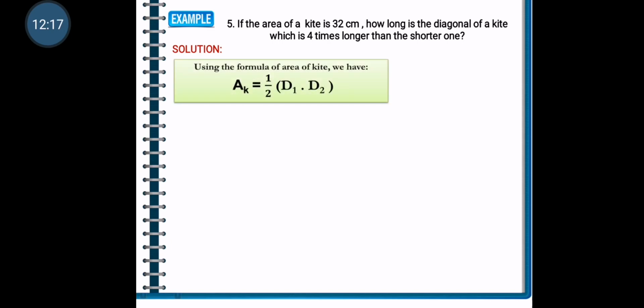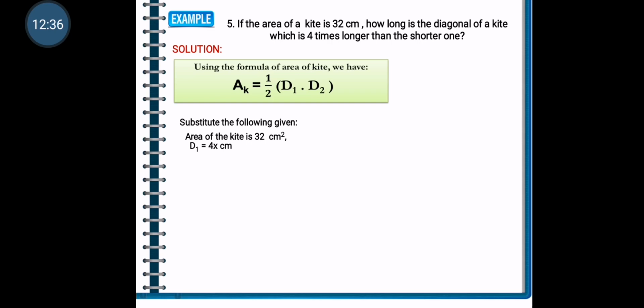Okay. Next, last example. If the area of a kite is 32 centimeters, how long is the diagonal of a kite, which is 4 times longer than the shorter one? O, ayan. So, nawawala ulit yung isa. Diameter naman, ngayon ang missing. So, alam naman natin ang diameter ng kite ay isang mahaba at isang maikli. So, let x be the diameter, yung 4 times longer doon sa mas maikli. So, let us represent our area of a kite by 1/2 multiplied to the product of your diameter 1 and 2. Ayan, substitute lang natin.